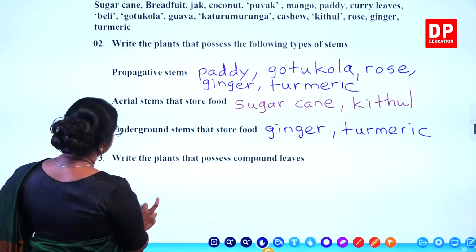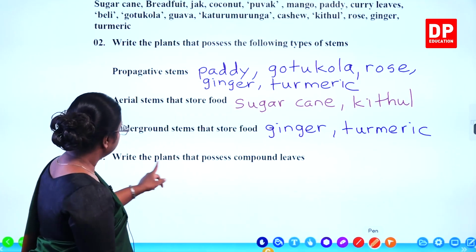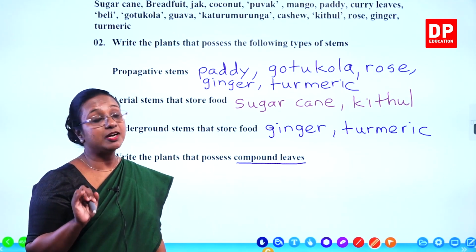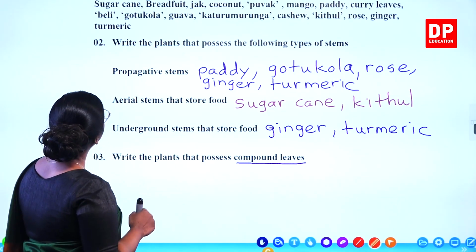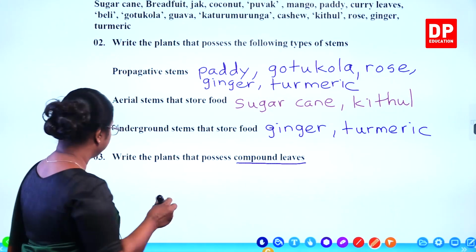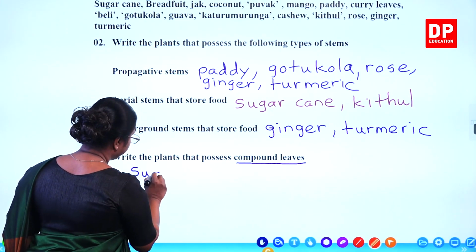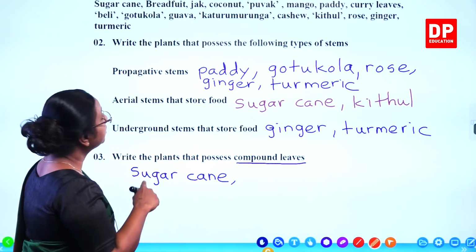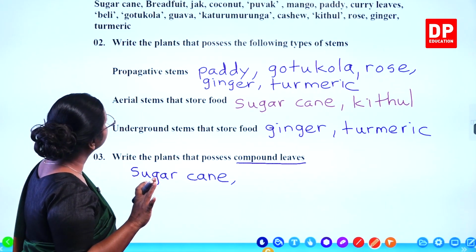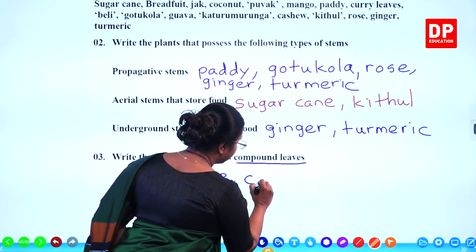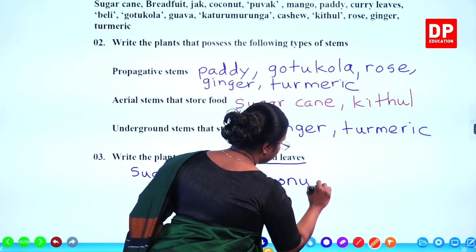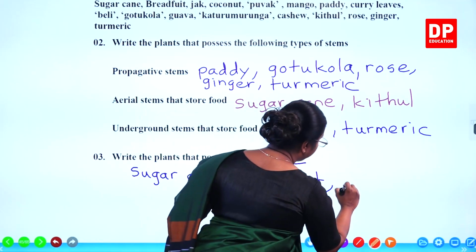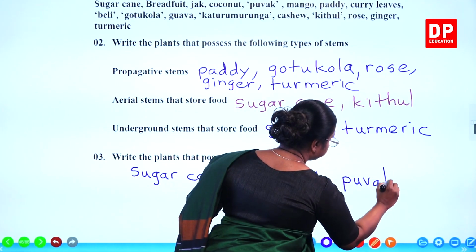Write the plants that possess compound leaves. So you know the plants that have compound leaves. Look at the first one, sugarcane. It has compound leaves. So we will write that here, sugarcane. Then breadfruit, simple leaves. Jack, simple leaf. Coconut, yes, that has compound leaves. After coconut, we have puak. That is also compound leaves, puak.